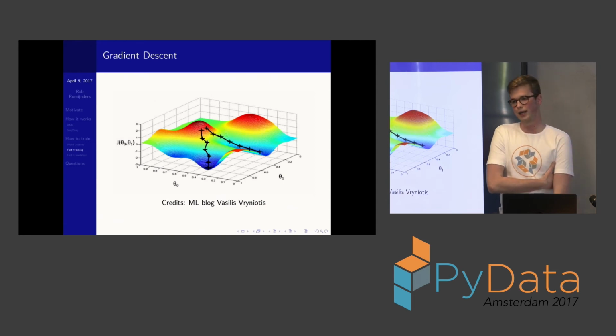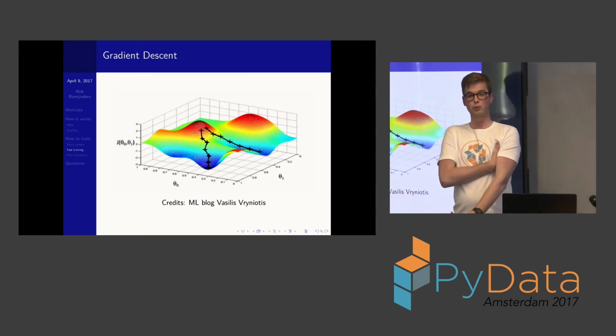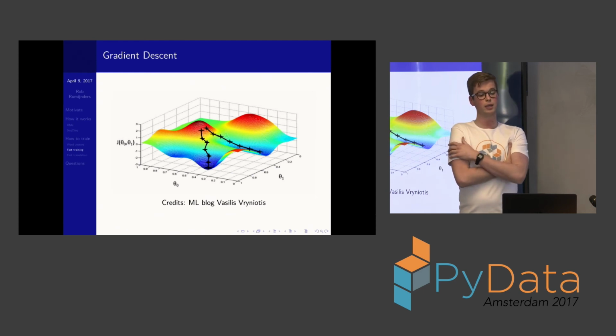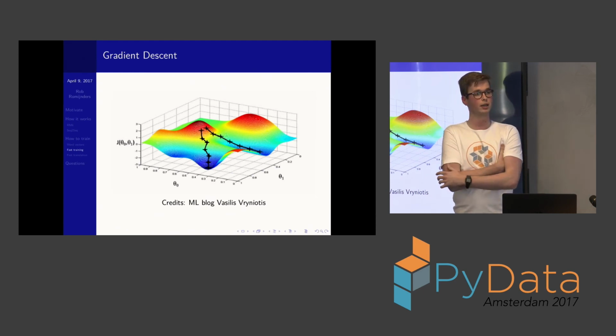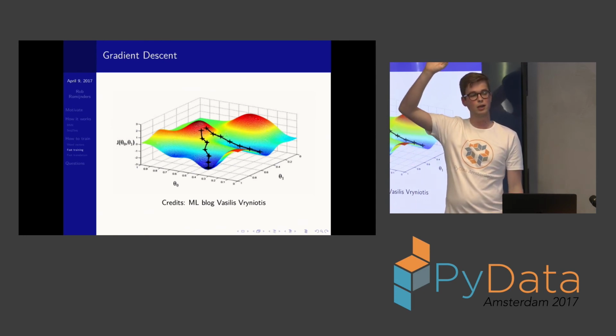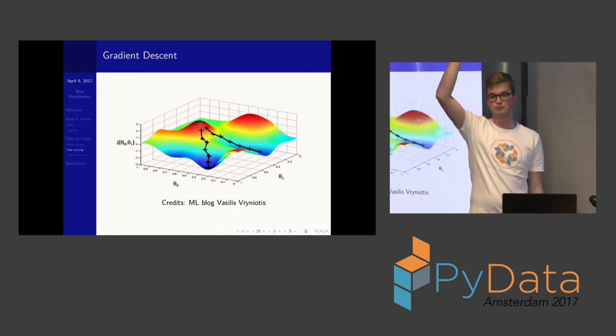But now more about training. How do we train these neural networks? Well, the exact weights are trained with gradient descent, with backpropagation. Who here is familiar with gradient descent and backpropagation? Yeah.